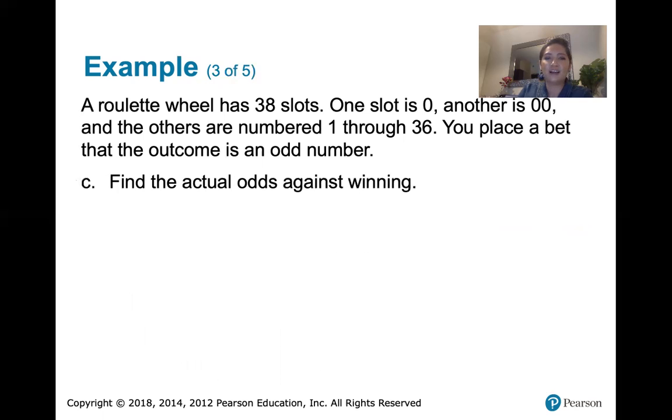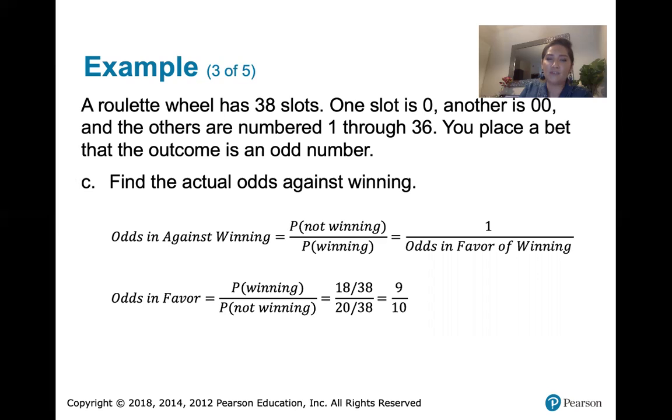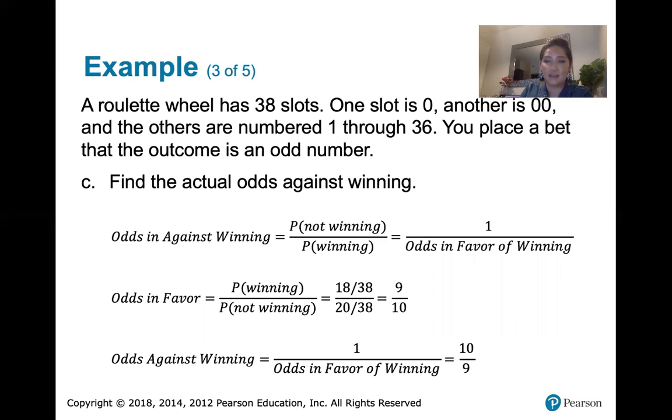This question asks for the odds against winning. Now remember how odds against winning and odds in favor of winning are related to each other. You just take the reciprocal. The odds against winning are given by this ratio. It's the probability of not winning to the probability of winning. Well, on the last slide, we saw that the odds in favor of winning were 9 out of 10. So the odds against winning must be 10 out of 9, or 10 to 9. I guess I shouldn't say 9 out of 10. Let's say 9 to 10, or 10 to 9.